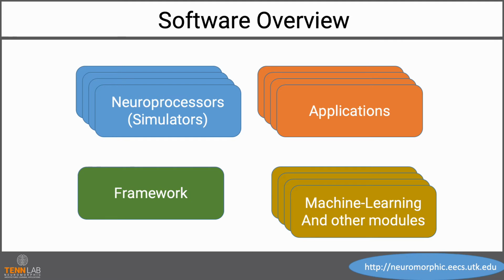Then there's the framework. The framework specifies the interface for the processors and the application. Plus, it has support for training and different modules for things like encoding values into spikes and decoding values from spikes, etc. And then finally, there are a whole bunch of other modules that we support, and I'll go into those in the next few slides.